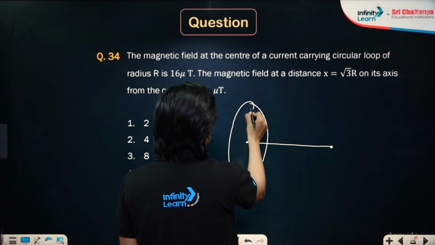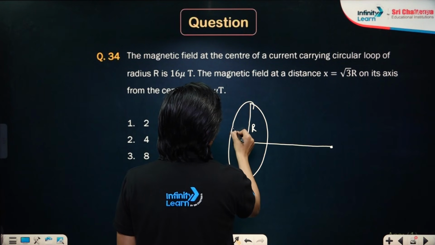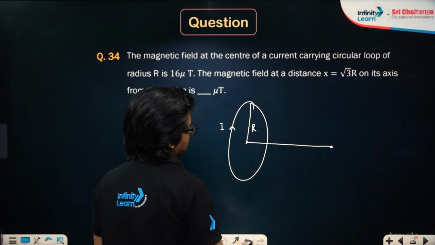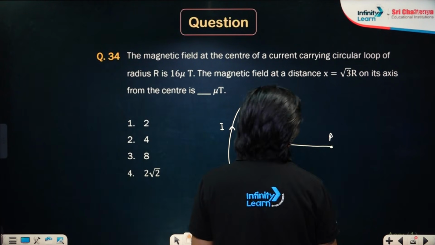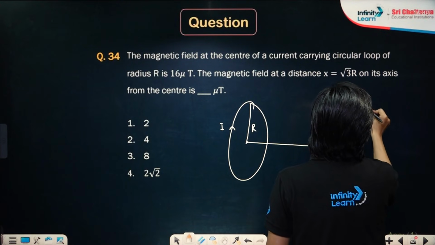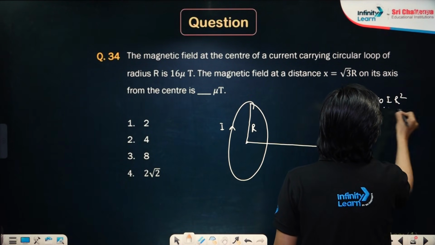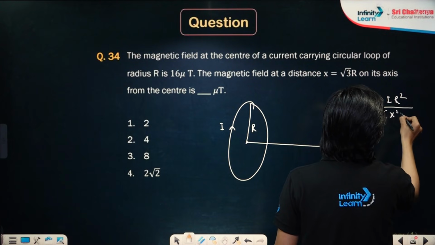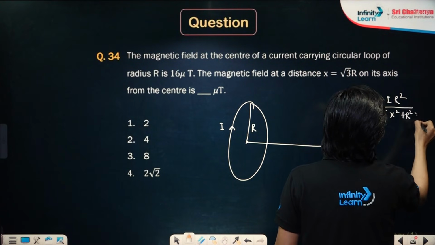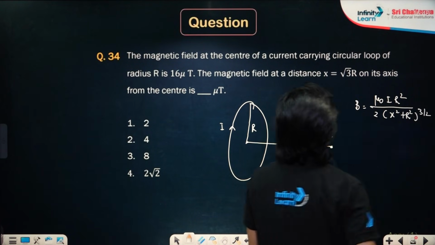Suppose it has a radius r, and current through it is I. Then you can write at this point P, magnetic field B is equal to mu naught I r square divided by 2 times (x square plus r square) raised to the power 3 by 2.